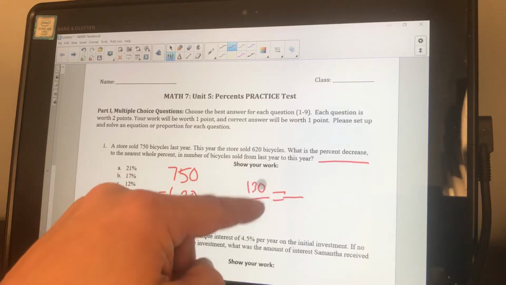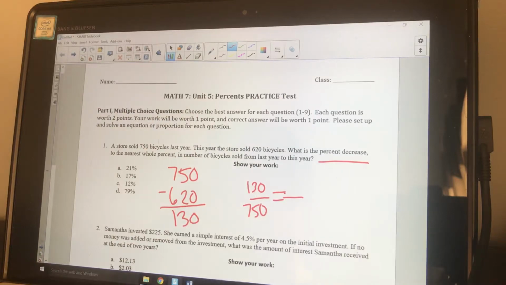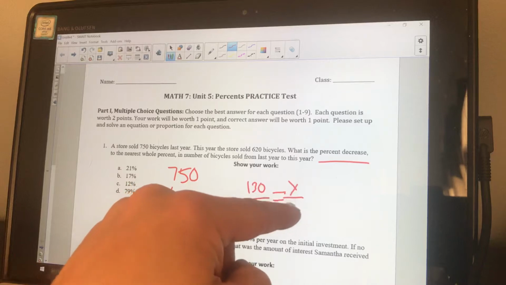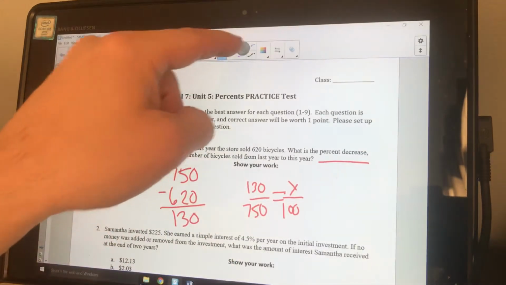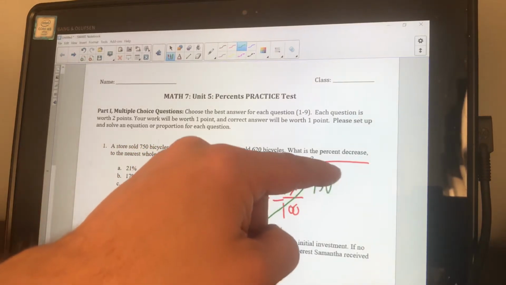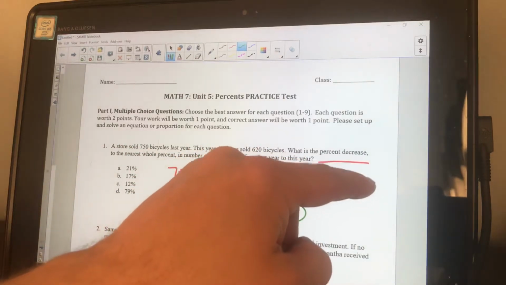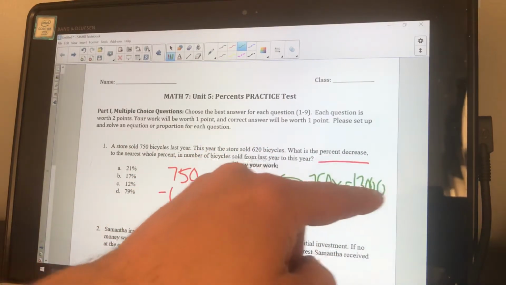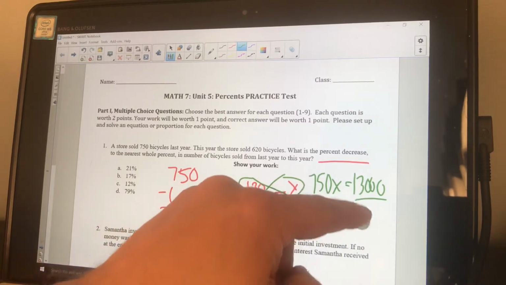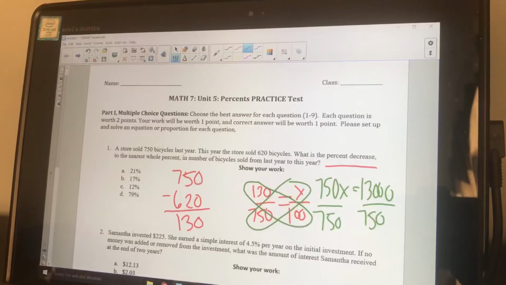Then I'll set up my proportion. 130 over 750. Remember, 750 is the original, so that's why we have to put that one on the bottom instead of the 620. And then x over 100. We will solve by cross multiplying. 750x equals 13,000. And just doing our algebra, divide by 750. All of which you should be able to do on your own.